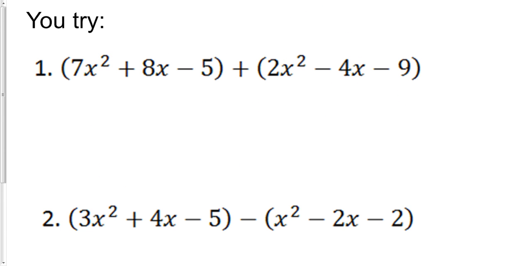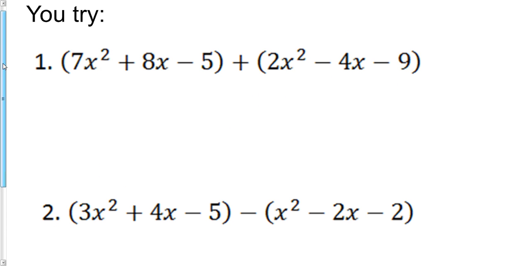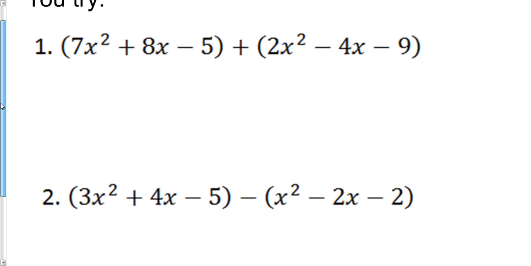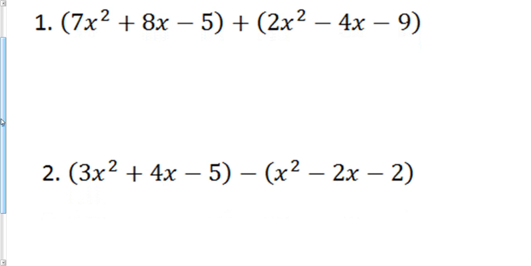Well, now it's your turn. You've had 2 examples. Now it's your turn to try 2 examples. You've got an addition problem and a subtraction problem. So you're going to pause the video now and then press play when you're ready to check your work.